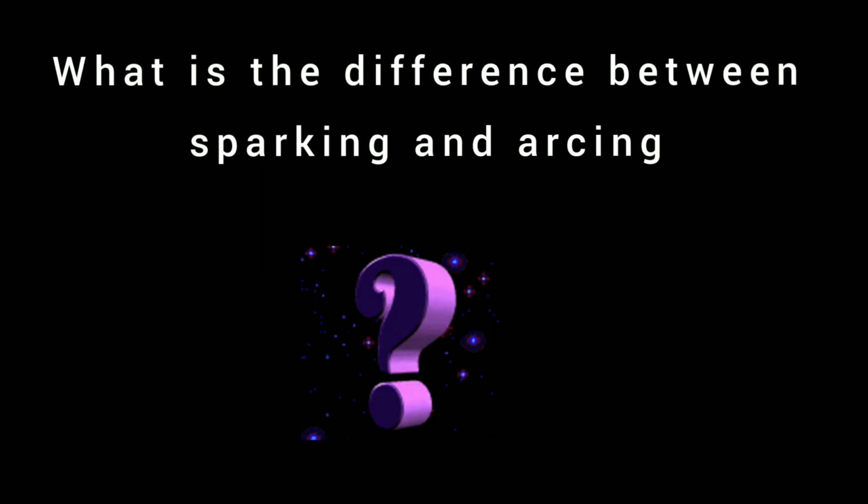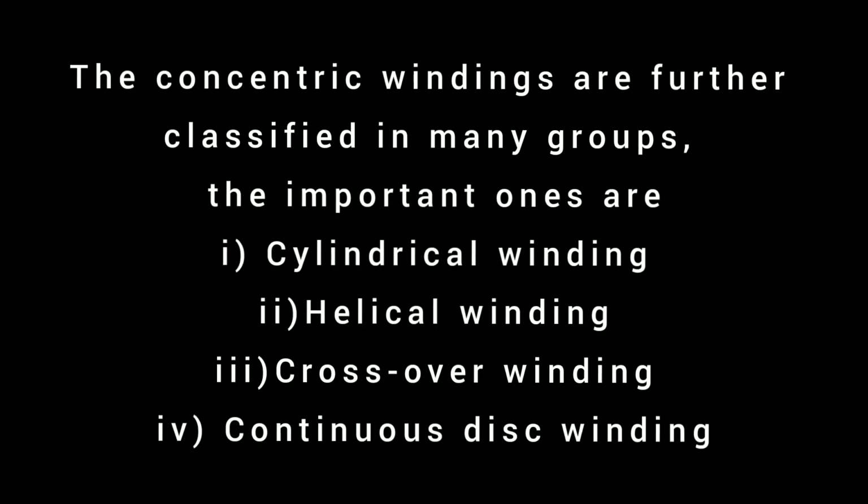Then what is the difference between sparking and arcing? Sparking is the sudden interruption of current, whereas arcing is the sudden interruption of voltage. Windings are placed on the limbs in such a manner that they are mechanically stable. That is, windings placed on the same limb carry currents in opposite direction.